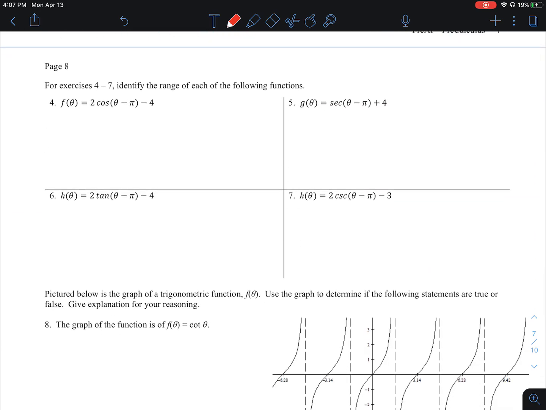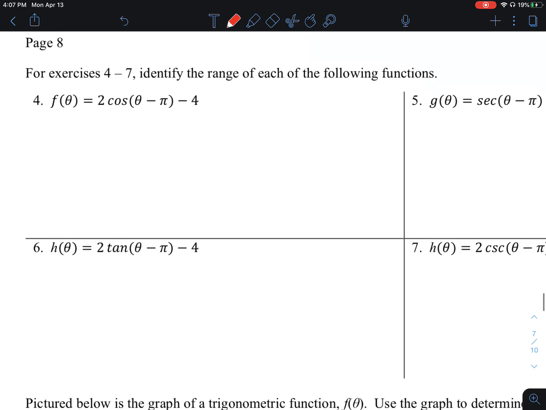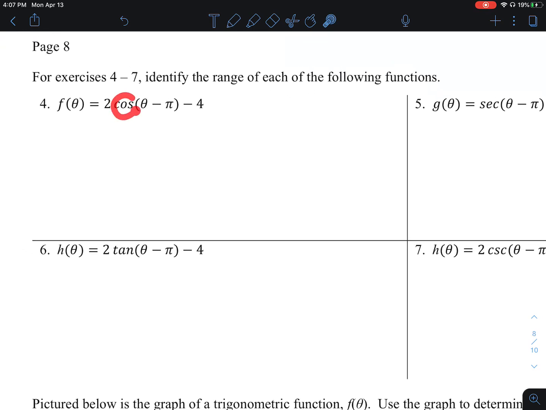4 through 7, identify the range of each of the following functions. The parent graph for cosine has a range from -1 to 1. This -4 makes the midline at -4. This 2 means that we're going to go up 2 and down 2 from this -4. Up 2 is -2, down 2 is -6. So the range for this is going to go from -6 to -2.